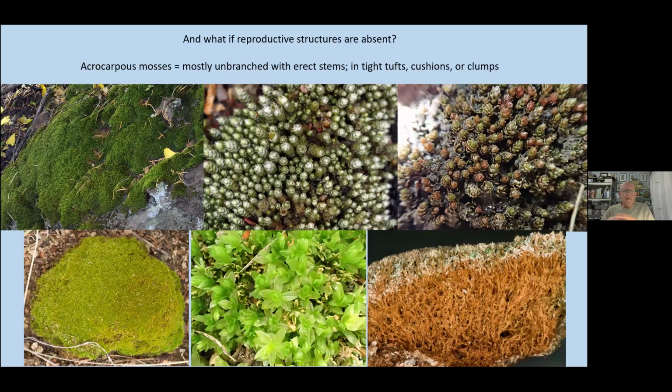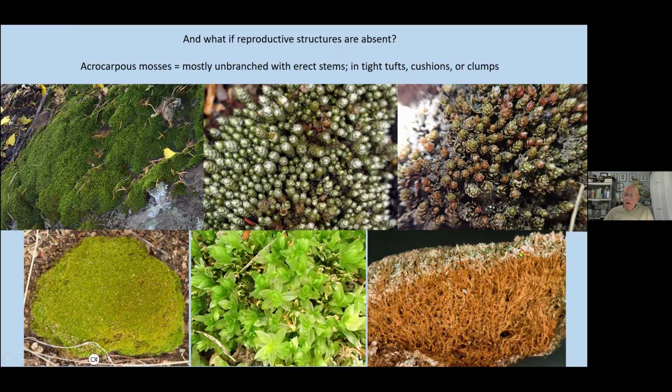What if there are no reproductive structures? Well, acrocarpus mosses tend to have a certain growth form. This growth form is not what defines an acrocarpus moss, but it holds together pretty well. They are in tight clumps or cushions. The stems all tend to be sort of parallel, jammed in together, erect.